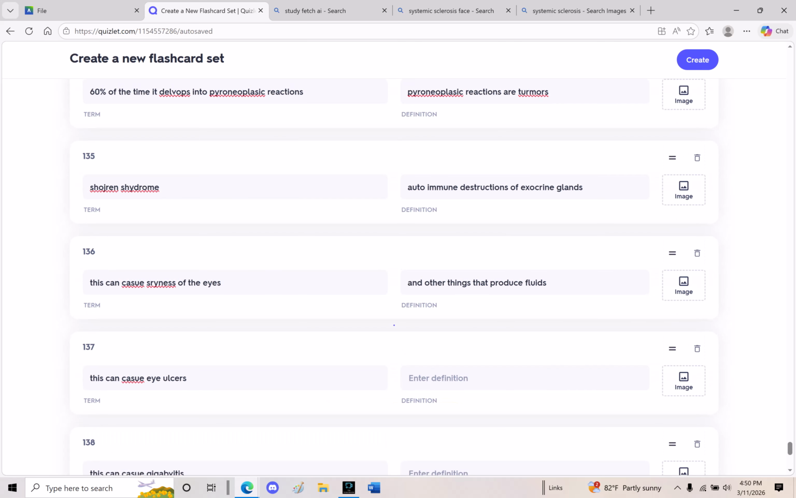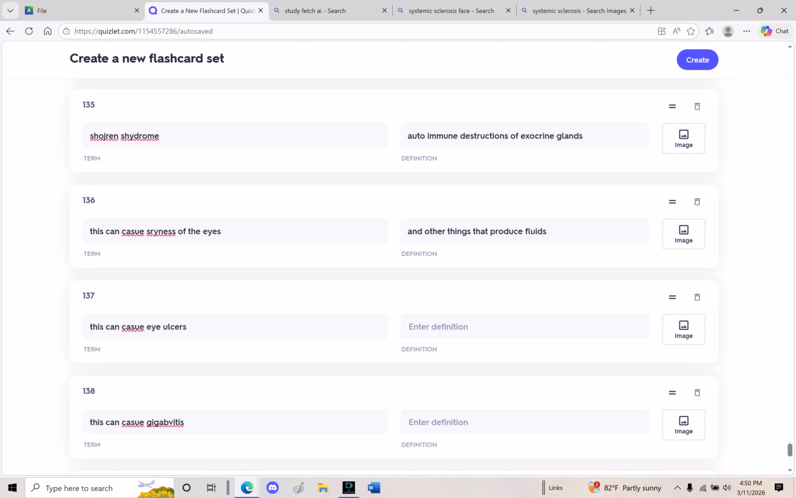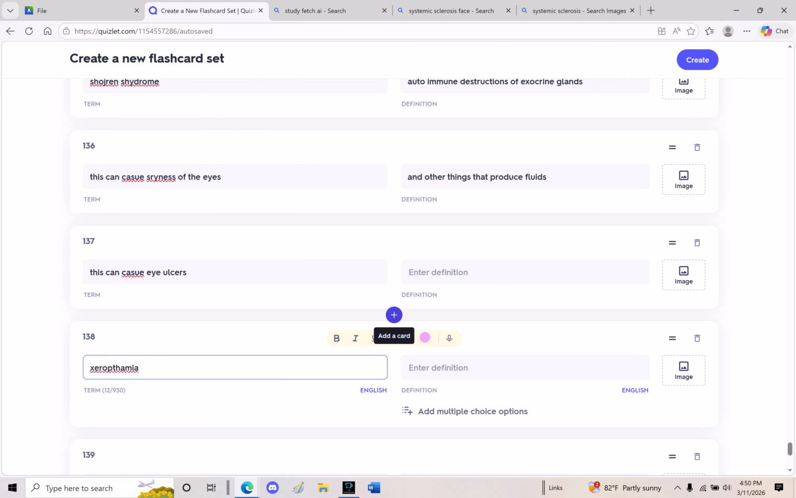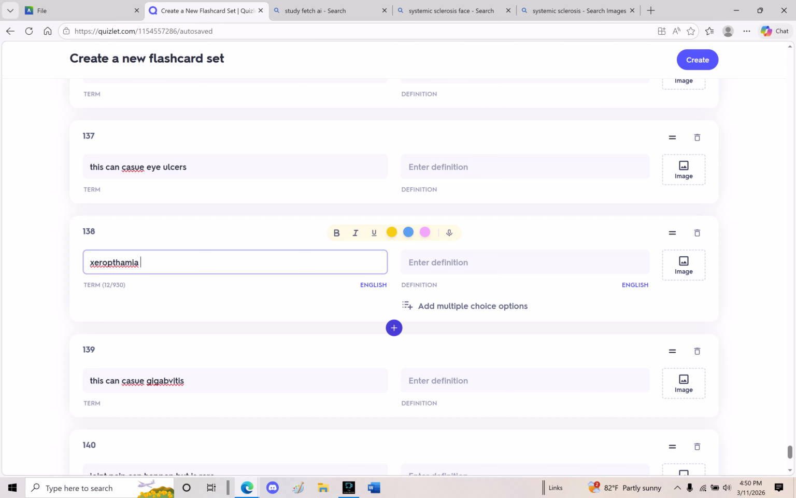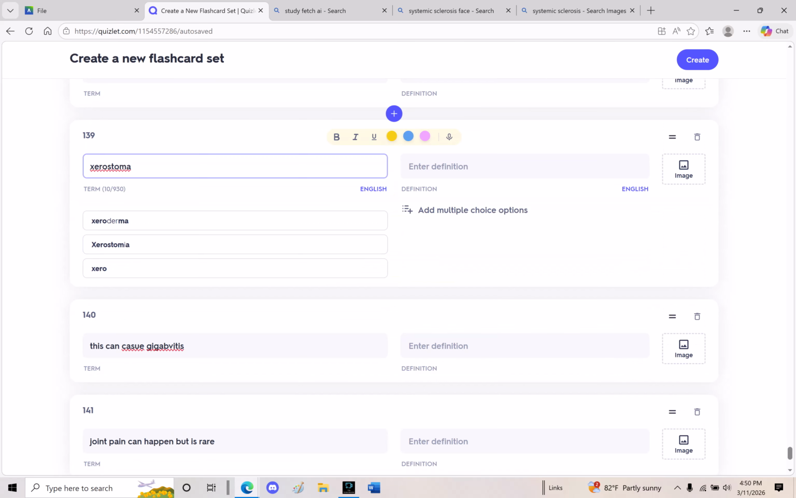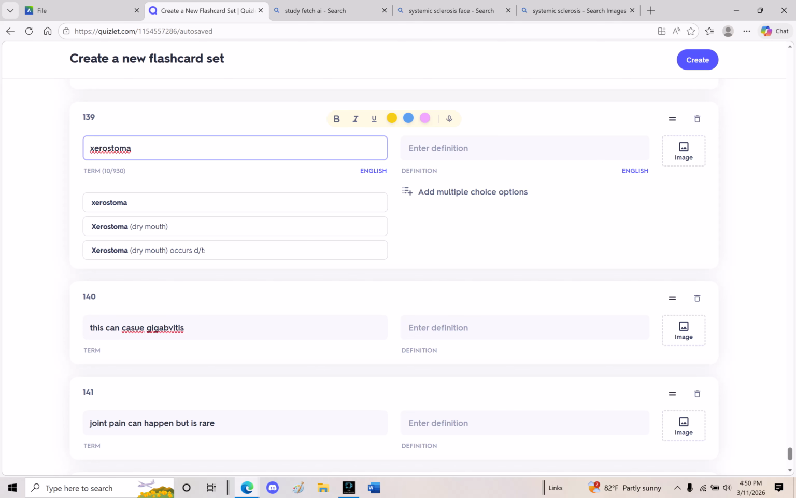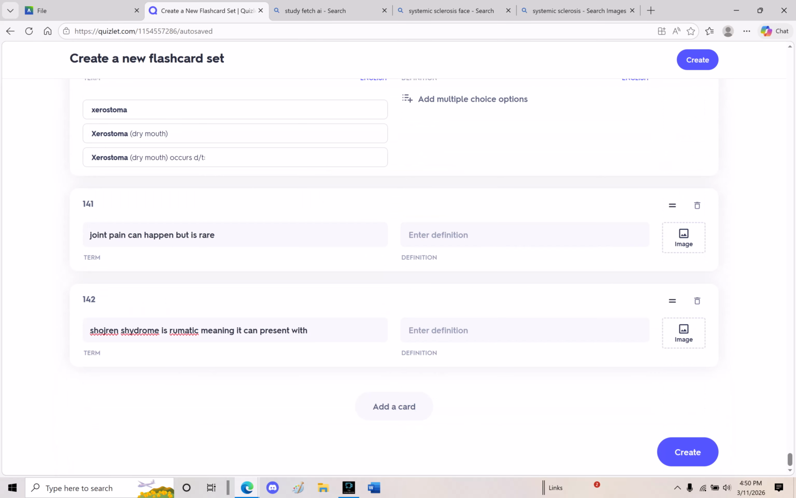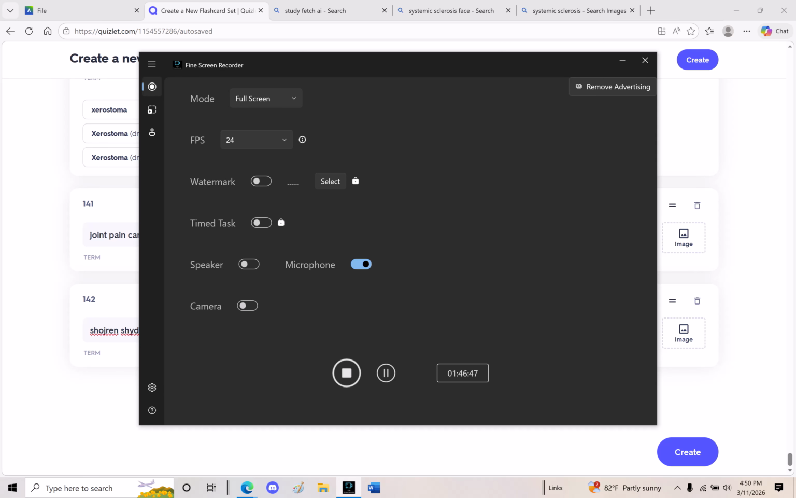Hold on, xerophthalmia and xerostomia. Hold on a second, where did that go? Xerophthalmia and xerostomia. Yep. These things keep coming back up. Sjogren's syndrome, he loves it. Not just this class, I feel like it came up before in other classes. You're going to hear a lot of this in your clinical rotations too, when you get to clinical.